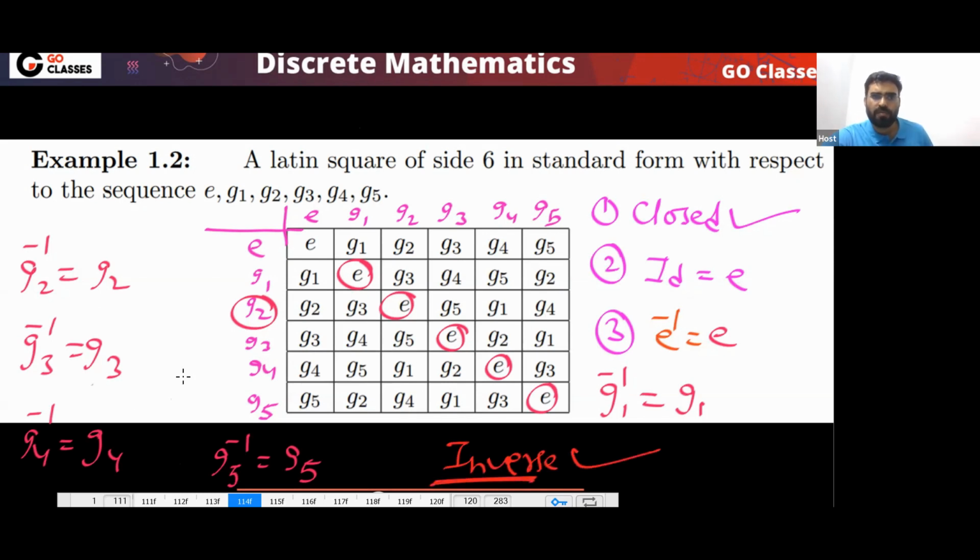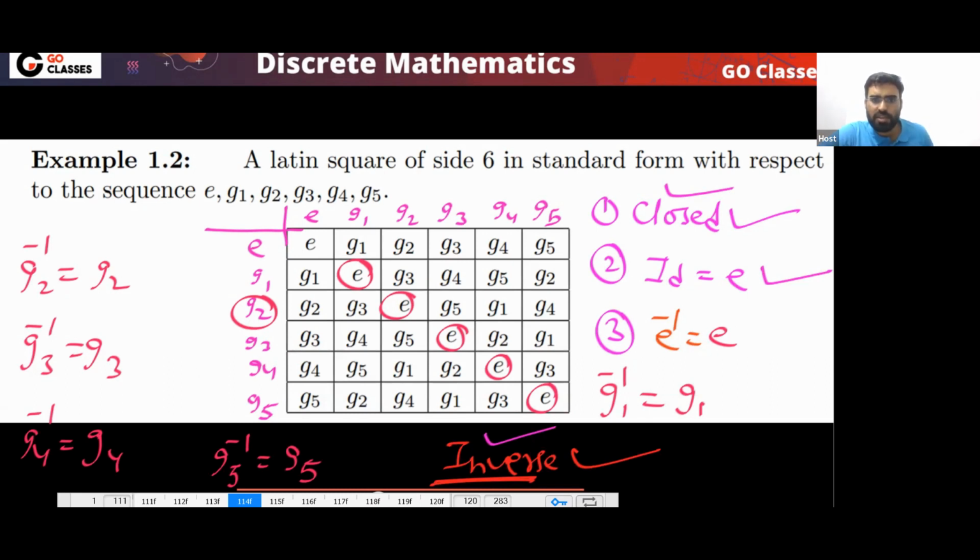Can I say it is a group? Associative property is remaining. Closure property done. Identity property done. Inverse property done. But associative property is remaining. And let me tell you, checking for associative property is not easy.